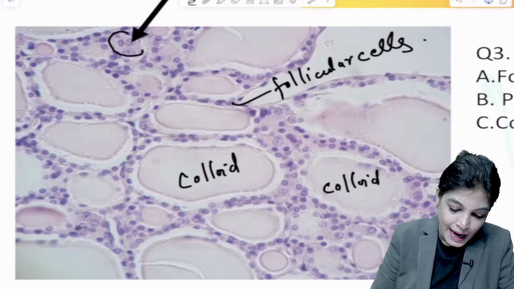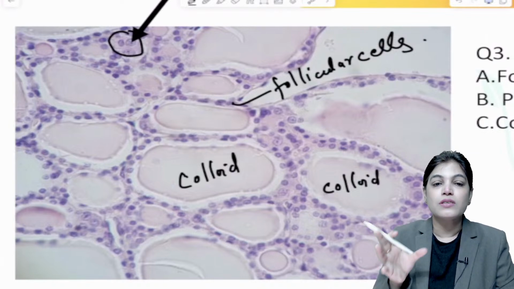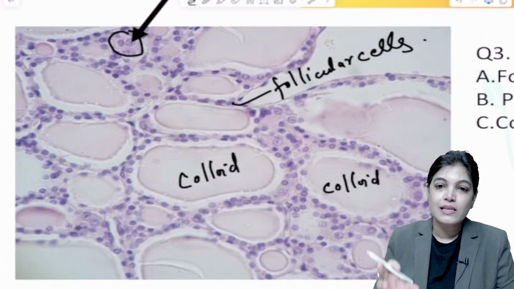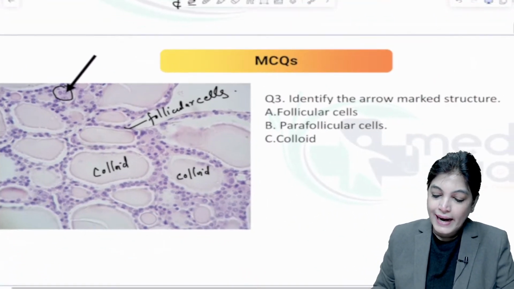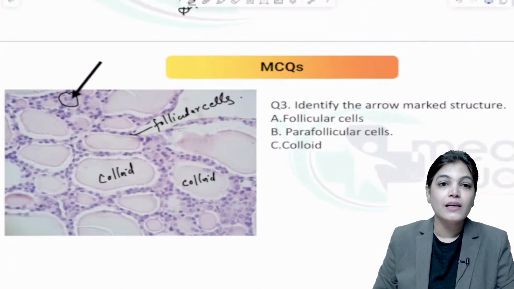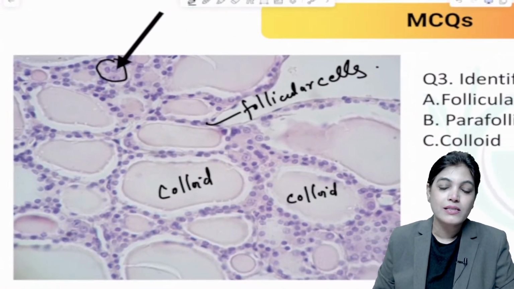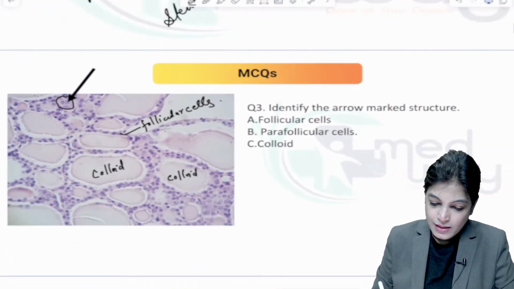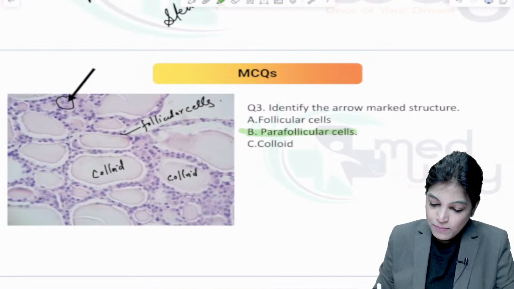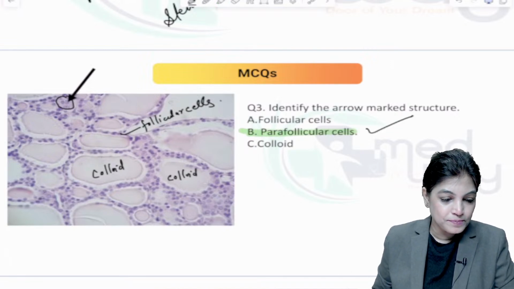Now, here you can see lighter stained structures, and the arrow was marked on the lighter stained structures, which were not exactly the follicular cells. They are parafollicular cells. So what will be the arrow marked structure? If I have to identify it, it is not colloid, it is not follicular cell. The slide is of thyroid gland, and the correct answer will be parafollicular cells. Is it okay, students? So you have marked it right.